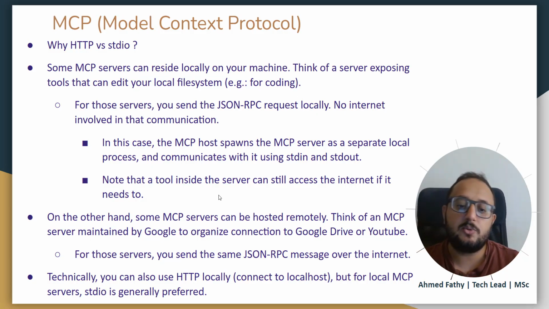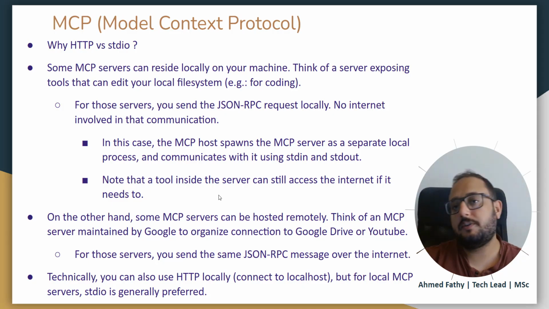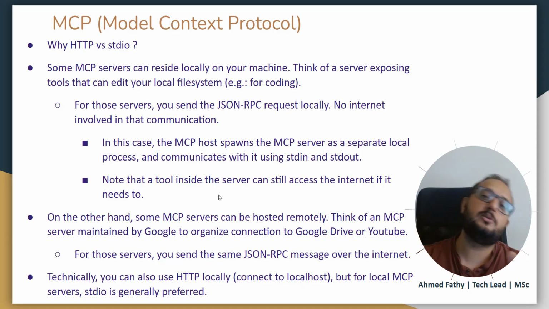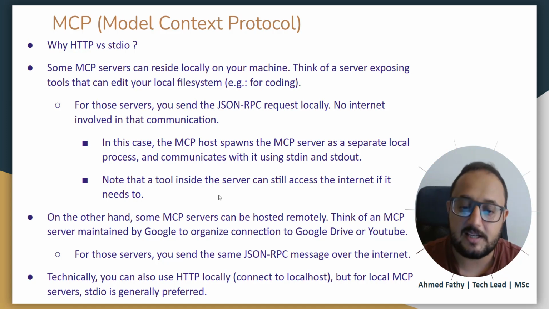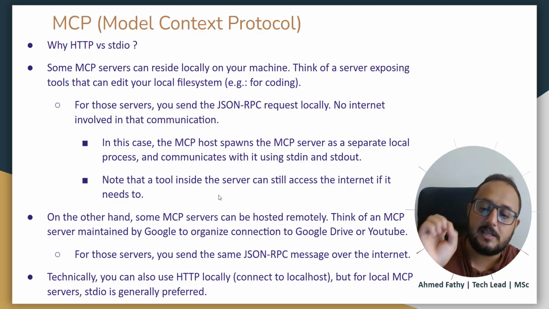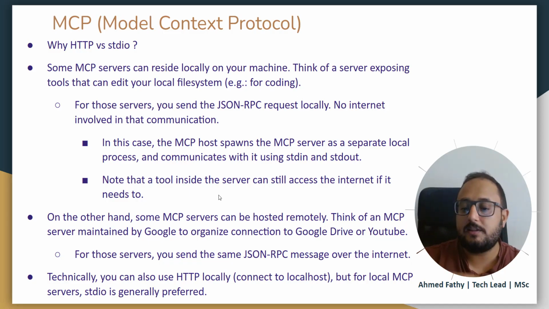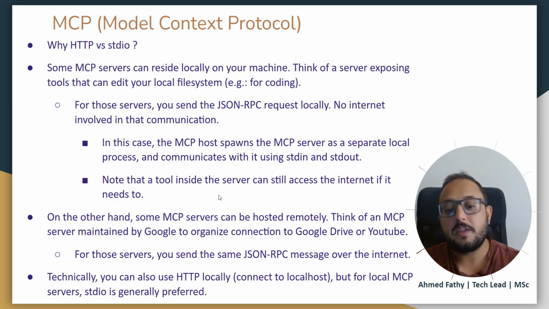Think of a server exposing tools that can edit your local file system for coding. For those servers, you need to send the JSON RPC request locally. No internet involved in that communication to the server. However, if the server exposes a tool and this tool needs to use the internet to query something, this is obviously allowed, right? So in this case, your MCP host, your orchestrator code itself, spawns the MCP server as a separate local process and communicates with it using stdin and stdout. Note that a tool inside the server can still access the internet, okay?